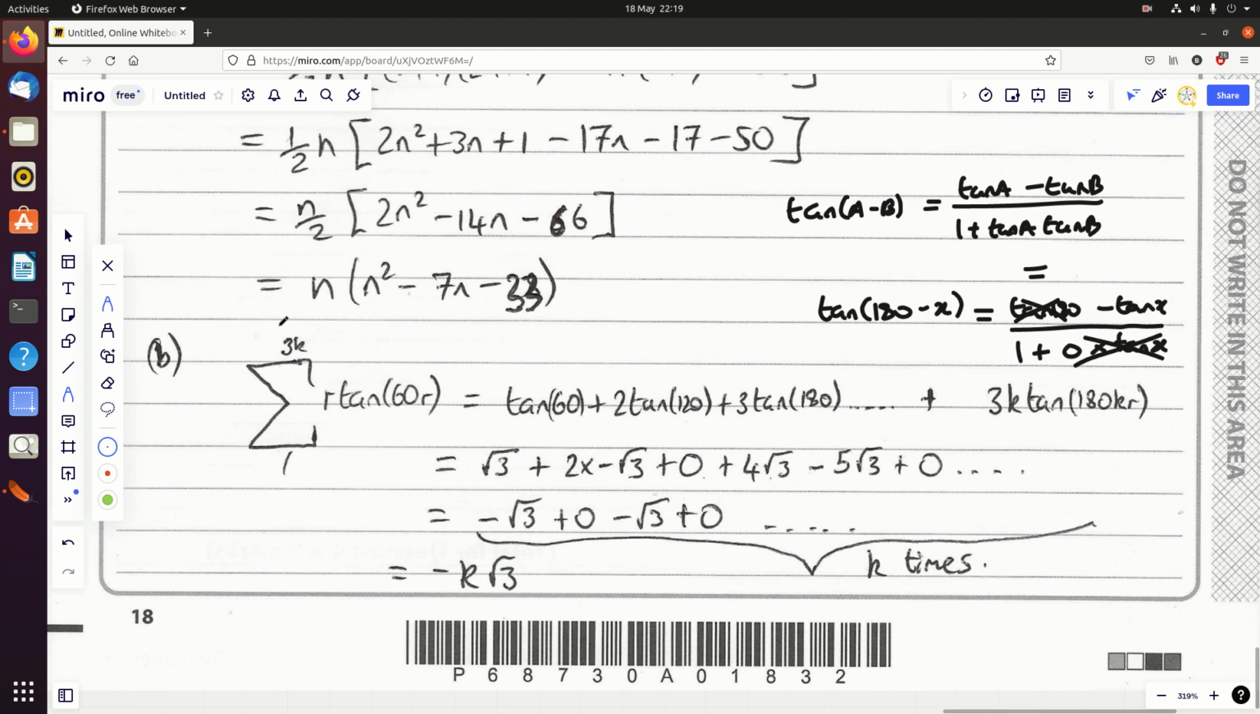And you're going to get that, because you're going to get these occurring in triples, you're going to get k of those. That's going to happen k times. And what's k times minus root 3 plus minus root 3 plus minus root 3, k times? It's minus k root 3.